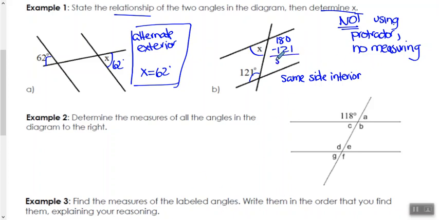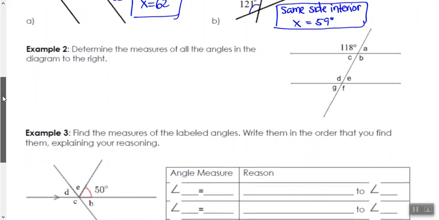And get 59 degrees. So x equals 59, and don't forget your units, degrees. Okay, so the relationship is same side interior, and that lets me know that I'm going to have supplementary angles. So this will be 59 degrees.